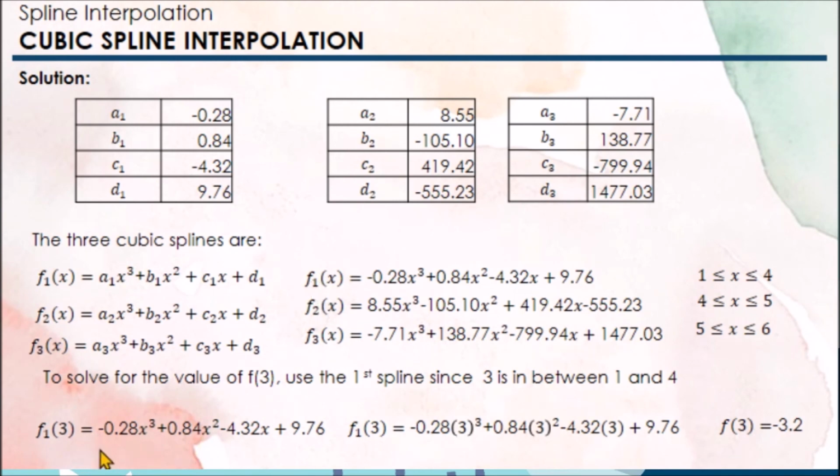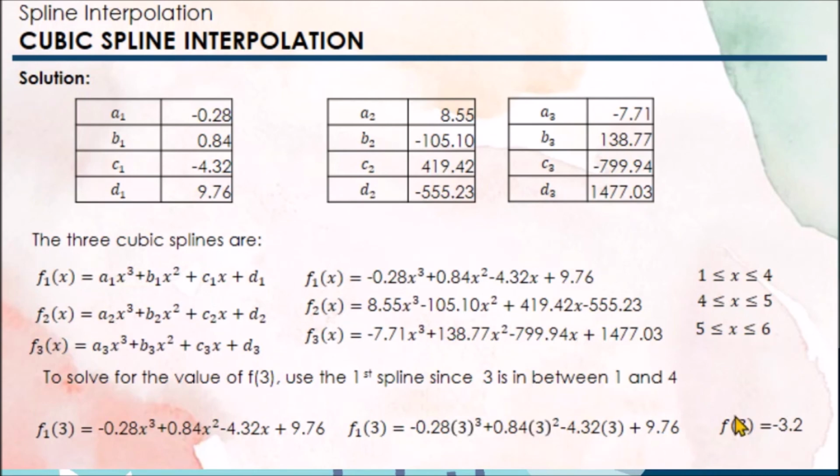So, that is negative 0.28x cubed plus 0.84x squared minus 4.32x plus 9.76. And then, substituting the value of x here, we have negative 0.28 times 3 cubed plus 0.84 times 3 squared minus 4.32 multiplied by 3 plus 9.76. So, solving this one, we have f of 3 is equal to negative 3.2.